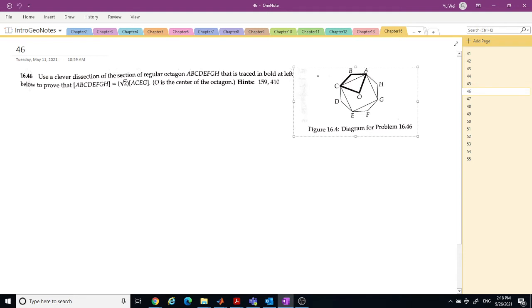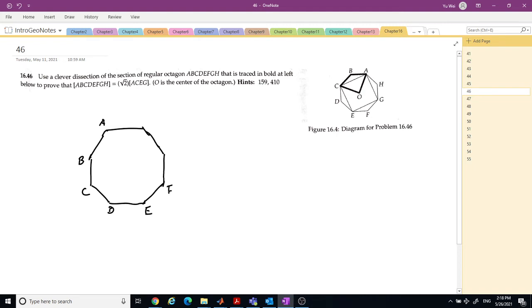Now use the clever dissections to prove the area ratio of the regular octagon. Okay, so we have a regular octagon. Let me draw an octagon. So we have a regular octagon ABCDEFGH.